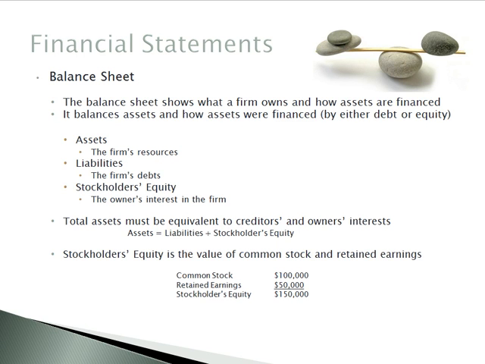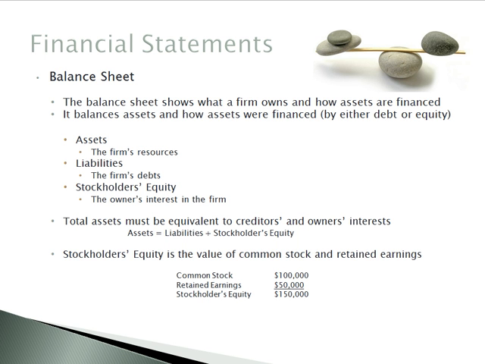There are two sides to the balance sheet: the asset side and the liabilities and equity side, and both of these need to be exactly equal. Assets are the firm's resources, while liabilities are the firm's debts. Stockholders' equity refers to the owner's interest in the company. Total assets must be equivalent to liabilities and stockholders' equity in order for the balance sheet to balance.